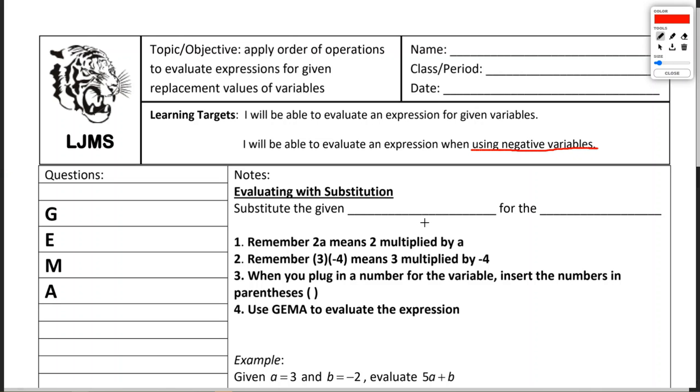So just a quick review. Remember that when we're evaluating, we need to substitute. Okay? And substitution, we substitute the given value. The value will be given, they'll tell you x equals, for the specific variable.